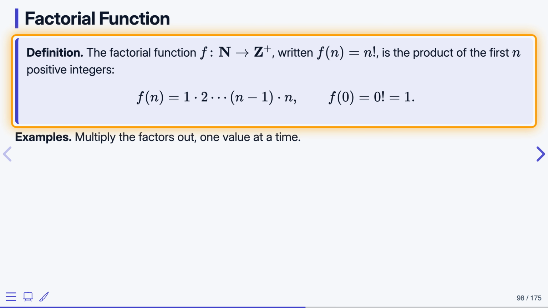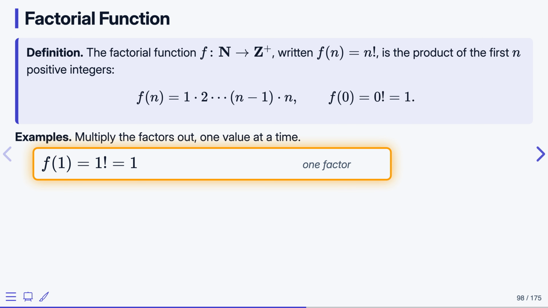This slide defines the factorial function. Factorial of n, written as n with an exclamation mark, means multiply together all the whole numbers from 1 up to n. One special rule. 0 factorial is defined to be 1, not 0.